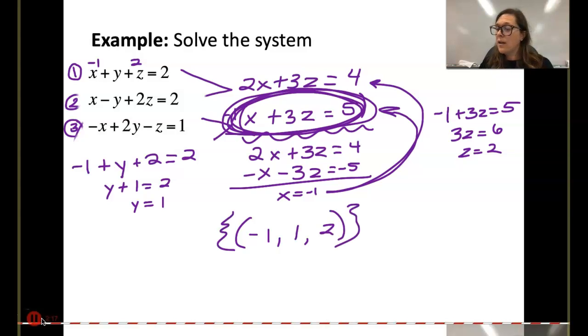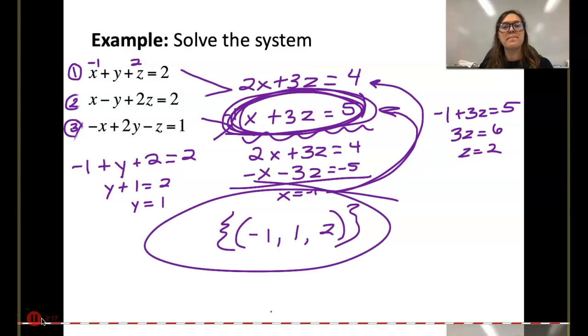Technically, you can go and check all of that and make sure it works. If I plug those into line 1, negative 1 plus 1 is 0. 0 plus 2 is 2. Check. Line 2. Negative 1 minus 1 is negative 2. Negative 2 plus 2 times 2 is 4 is 2. Check. Number 3. Negative of negative 1 is 1. 2 times 1 is 2. So that gets me 3. 3 minus 2 is 1. Check. I know I did all of them right.